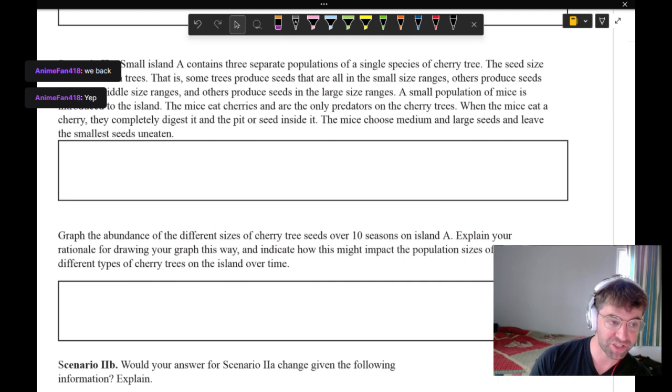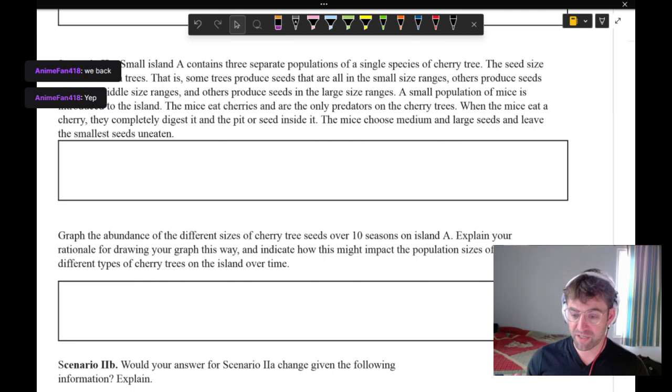A small population of mice is introduced to the island. So these are not native. The mice eat cherries and are the only predators on the cherry trees. When the mice eat a cherry, they completely digest it and the pit or seed inside it. The mice choose medium and large seeds and leave the smallest seeds uneaten.